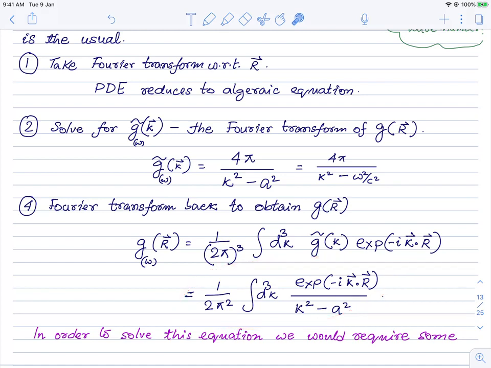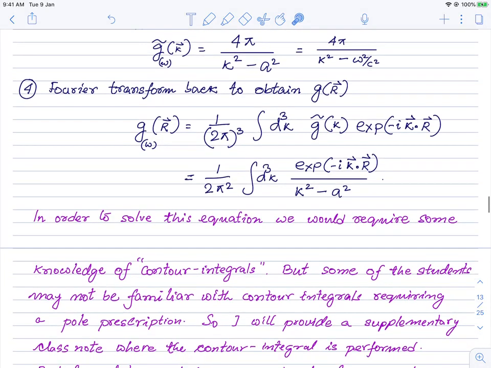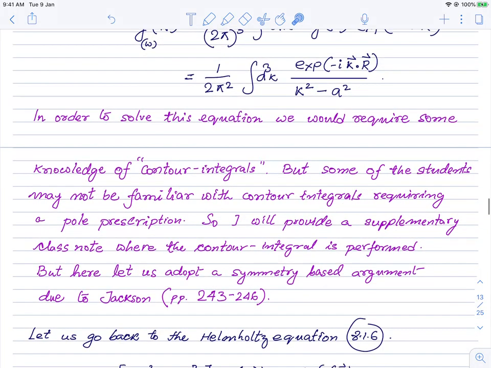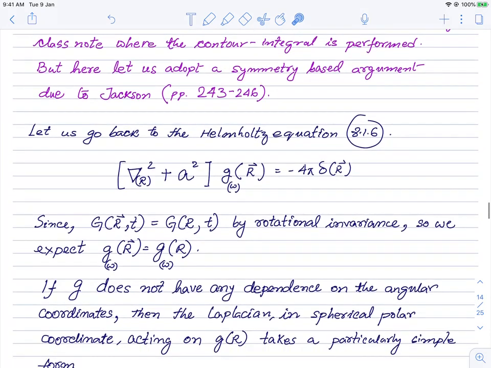Okay, but here we are going to adopt a slightly different procedure due to Jackson. It's given on pages 243 to 246 in Jackson. You can consult those pages. This is what Jackson tells us to do.